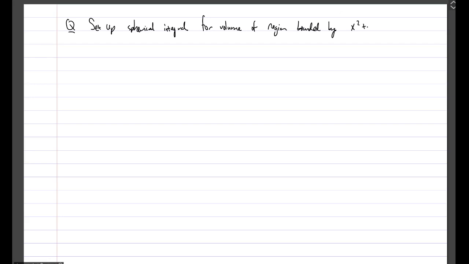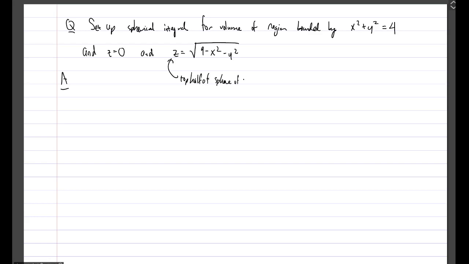x squared plus y squared is equal to 4, and also bounded by z equals 0, and one more equation, z is equal to root 9 minus x squared minus y squared. Okay, so let's just talk about this one. This is the top half of a sphere of radius 3.